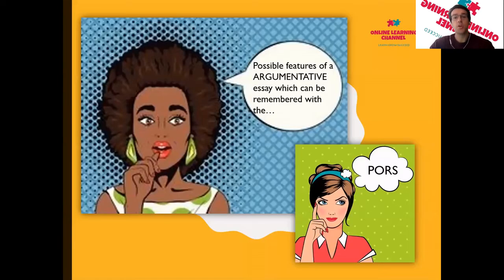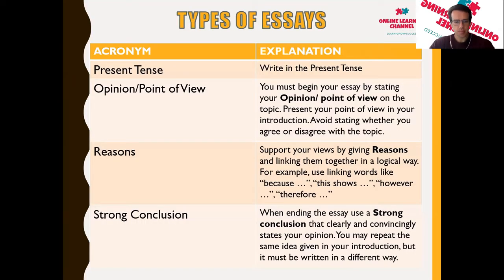So possible features of an argumentative essay, which you can bear in mind, courtesy of the acronym PORS. The acronym stands for, P rather, stands for present tense. Often is the case in an argumentative essay, you are expected to write in the present tense. The next letter, O, opinion or point of view.